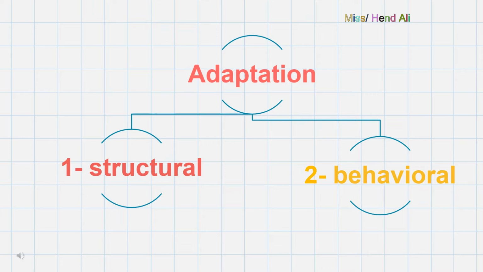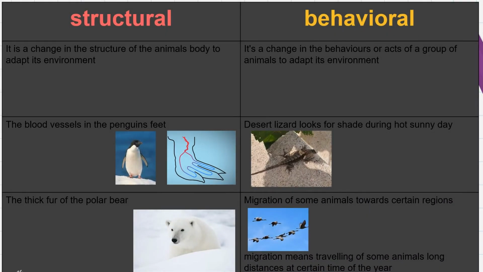Now repeat after me. Structural, structural adaptation. The second type is behavioral. Now repeat after me. Behavioral, behavioral adaptation. So we have structural adaptation and behavioral adaptation. Now let's compare between structural adaptation and behavioral adaptation.